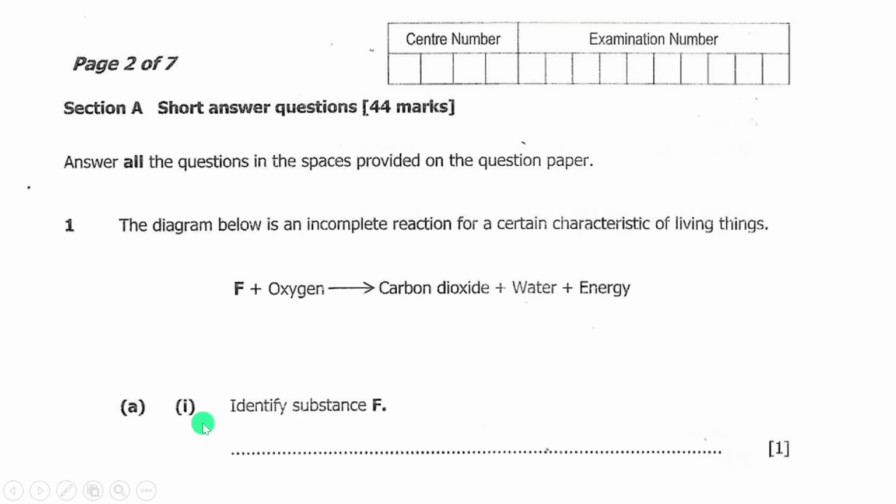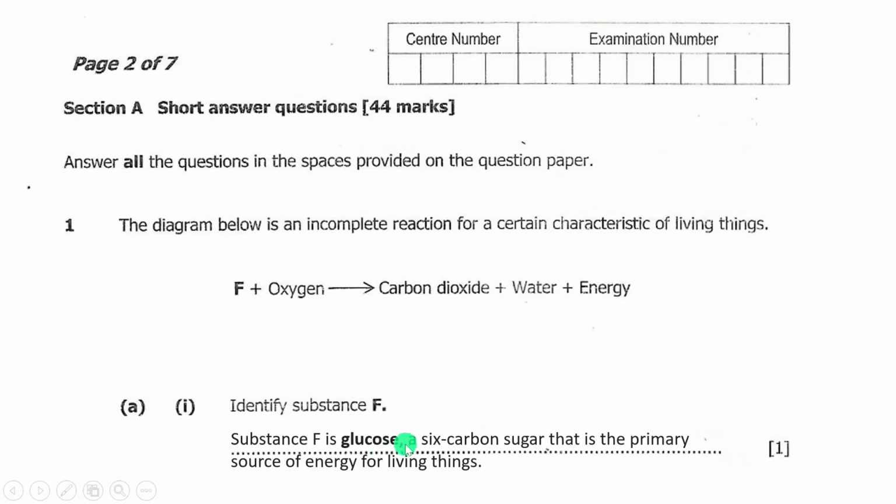Part A 1 says identify substance F. All right, so if we have substance F, then it reacted with oxygen, then it produces carbon dioxide, water, and energy, then this substance F should be glucose, a 6 carbon sugar that is the primary source of energy for living things. Yeah, so substance F here is actually glucose, and glucose is a 6 carbon sugar that is the primary source of energy for living things.